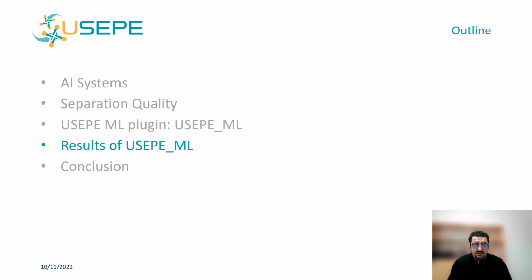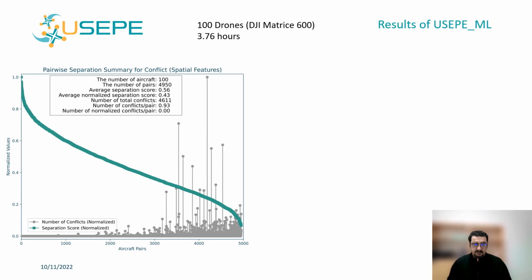Let's check one of the outputs. In the results, we are going to talk about conflict-related outputs, but also loss of separation can be obtained to verify reliability of machine learning results. Here is an example for pairwise scores in the summary phase. Type of drones in the simulation is DJI Matrice 600. In the simulation, 100 drones fly roughly 4 hours of simulation time.